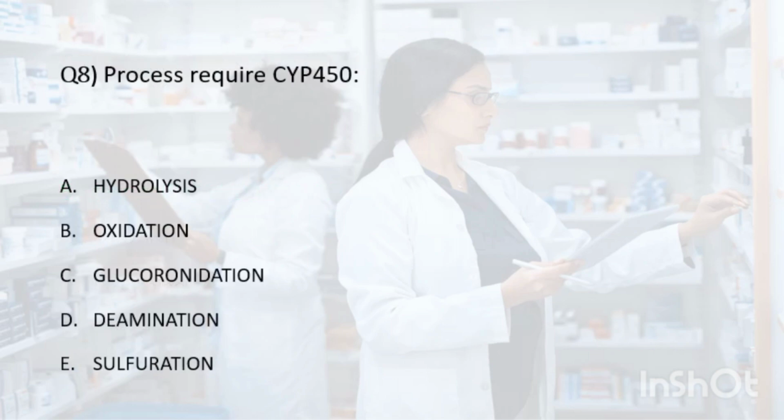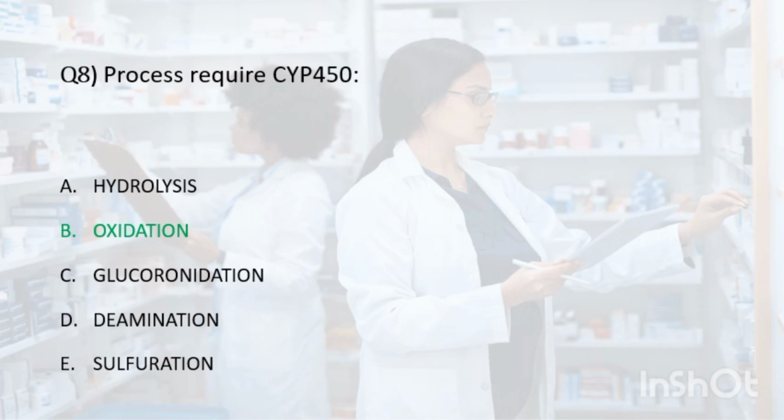Which process requires CYP450: hydrolysis, oxidation, glucuronidation, deamination, and sulfation? The correct answer is B, oxidation. So cytochrome P450 is a family of enzymes that are involved in the metabolism of many drugs and other xenobiotics, foreign substances in the body.